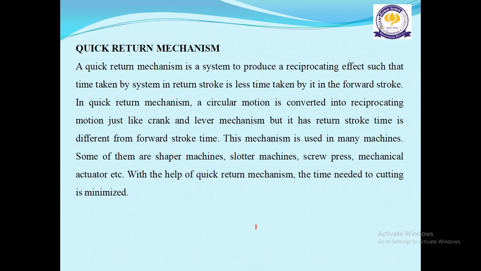In a quick return mechanism, a circular motion is converted into reciprocating motion, just like the crank and lever mechanism, but it has a return stroke time that is different from the forward stroke. So the main point is that the return stroke time is different from the forward stroke.